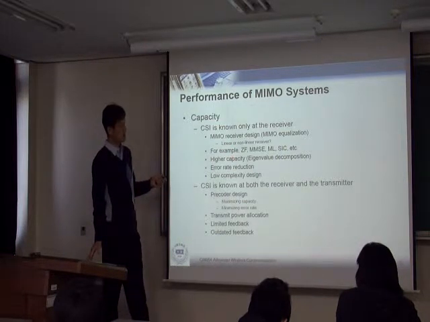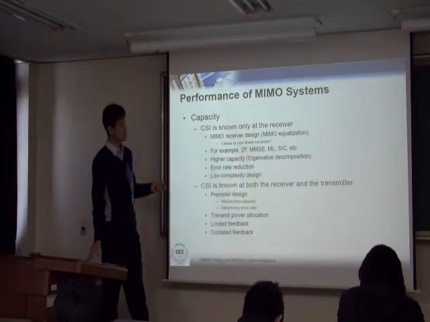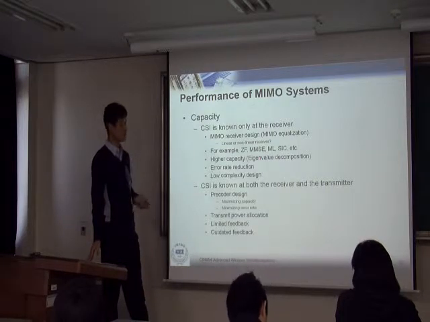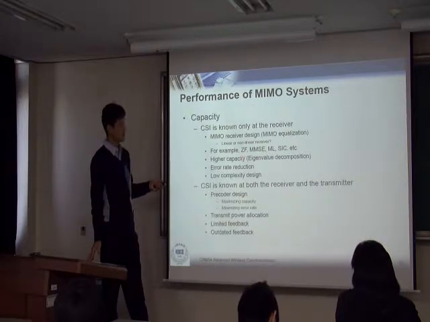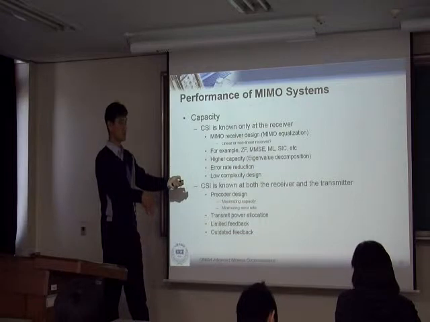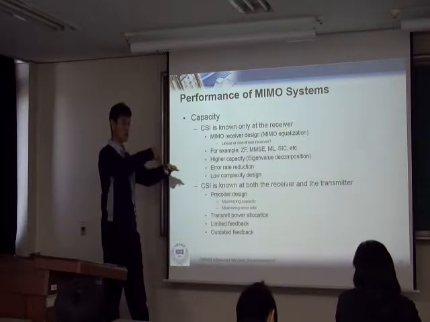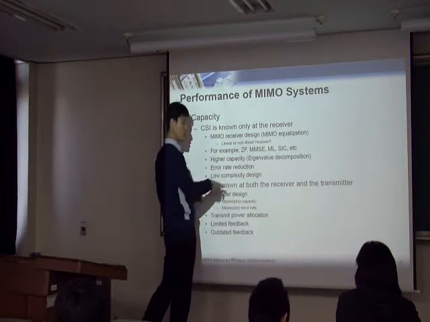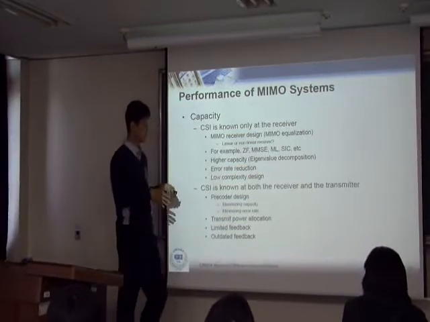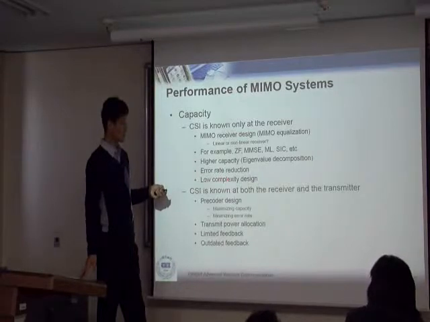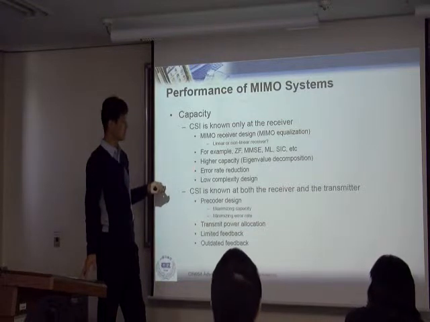And higher capacity. In case CSI is only known at the receiver, you can take advantage of eigenvalue decomposition. Some of these things we covered 2 weeks ago, if you remember. The reason for doing that is to make 2 independent pipes. When you do the eigenvalue decomposition, we make 2 independent pipes, each with its own eigenvalue, right? So the reason for doing this is to make several independent pipes. And sometimes we try to use error rate reduction and low complexity design. So some of these are topics that you can work on.